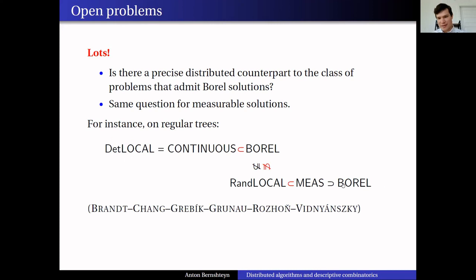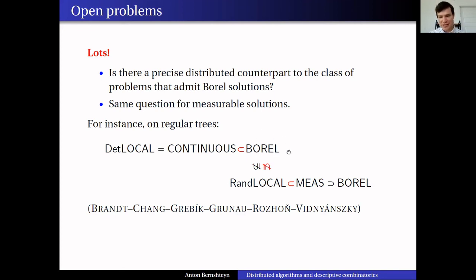Actually, we know more. Some of the other inclusions here are also strict, and this also comes from this work. So the inclusion of continuous into Borel is strict. There are problems on regular trees that can be solved in a Borel way, but not in a continuous way. What is even more surprising is that there are problems that cannot be solved by a randomized local algorithm, but can be solved in a Borel way.